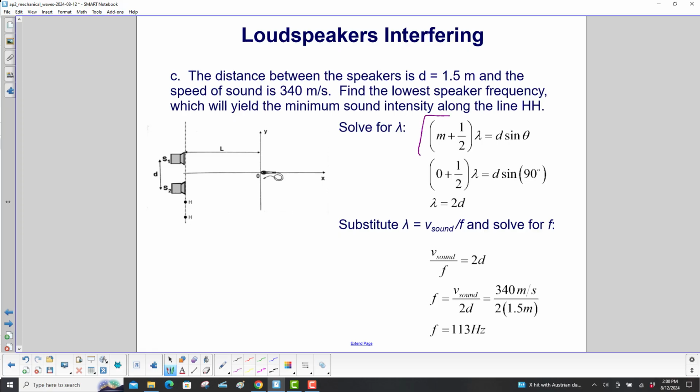So here's our first equation, and we set m equal to 0 because we want the largest lambda, and then we put 90 degrees in here for the angle, and we find that lambda is equal to 2d. Now we use our lambda equals the velocity of sound over frequency formula and solve for f. So here it is. Rearrange it to solve for f, put in our values, and we have 2d here, and we get a frequency of 113 hertz.